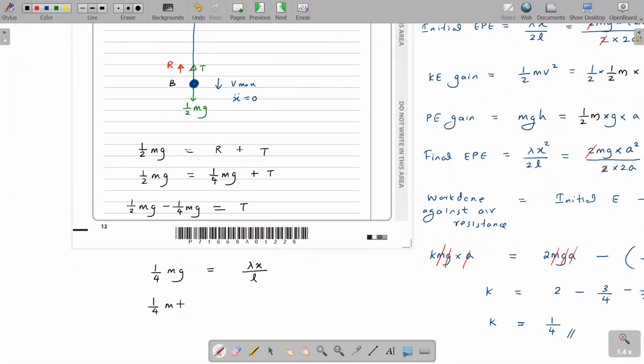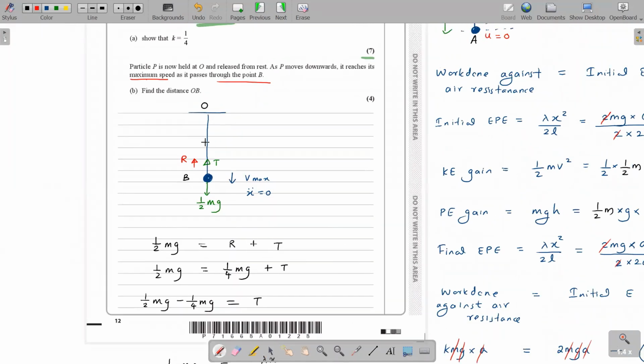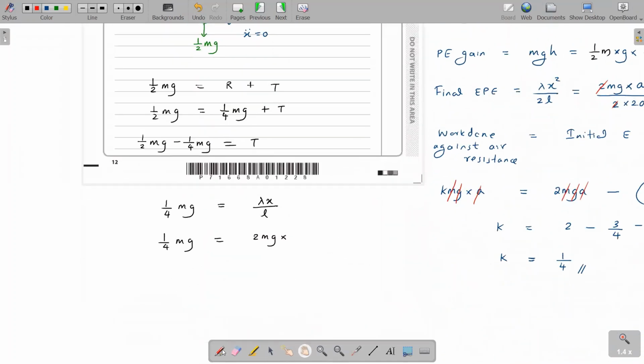Let's input the values. And what about the extension? Now you know the natural length is 2a, right? I will keep the extension as x because this is the unknown. At the end of the day, I have to get the OB length. X is the amount that it has stretched beyond the natural length 2a. So the extension x is divided by the natural length L, which is 2a. Do you agree with me? So I can cancel off 2.